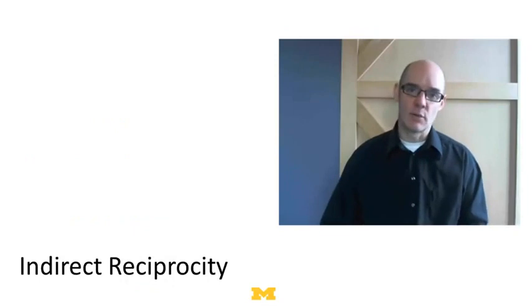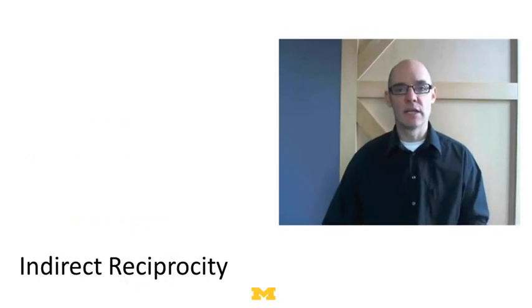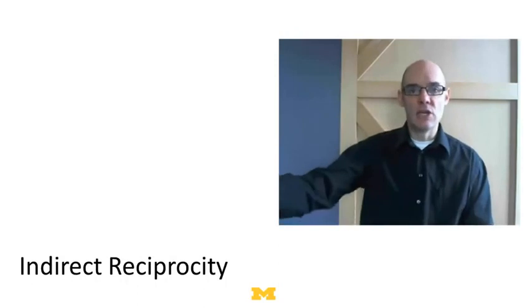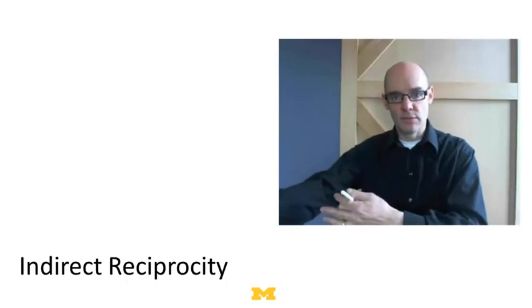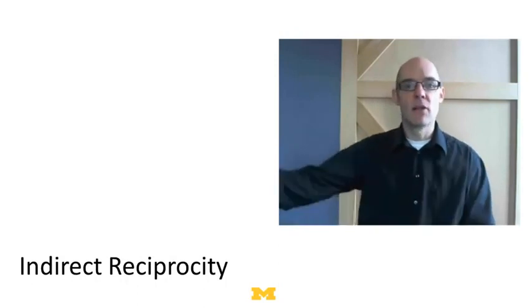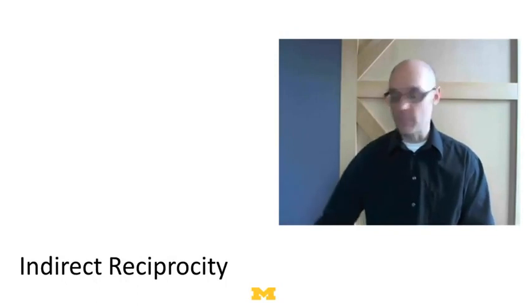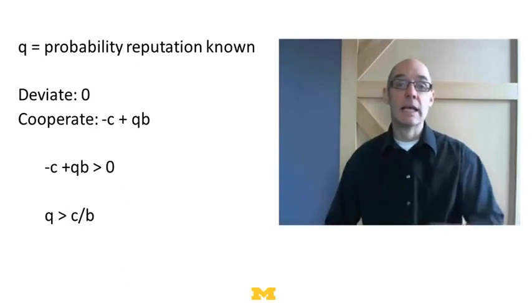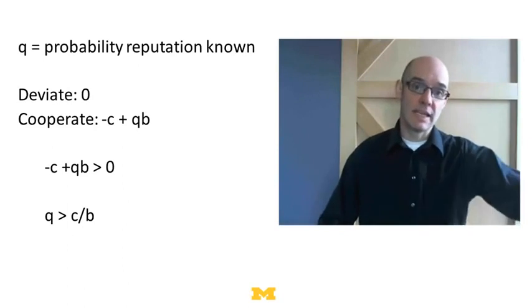What's another method? Reputation. Now, Nowak calls this indirect reciprocity, because the idea behind reputation is as follows. Instead of us directly meeting again, maybe I get to know the woman who was in front of me in the grocery store, and I tell other people how nice she is. So she gets a reputation. So now let Q, instead of being the probability that we meet again, be the probability that her reputation gets out.